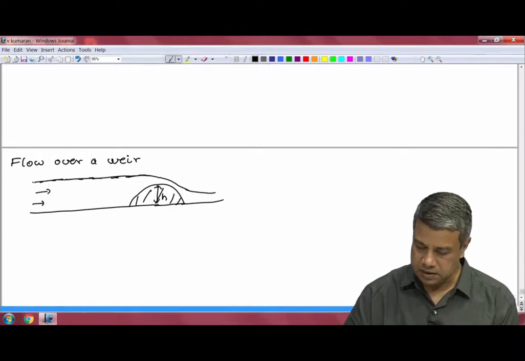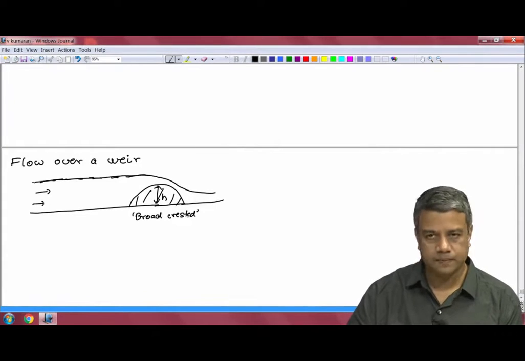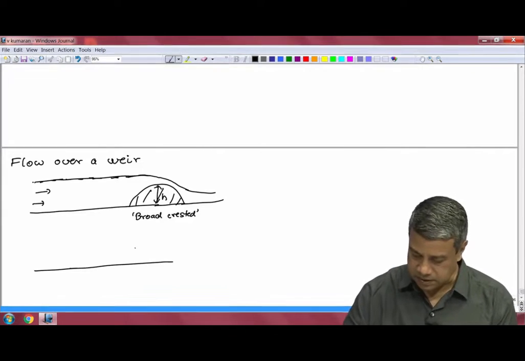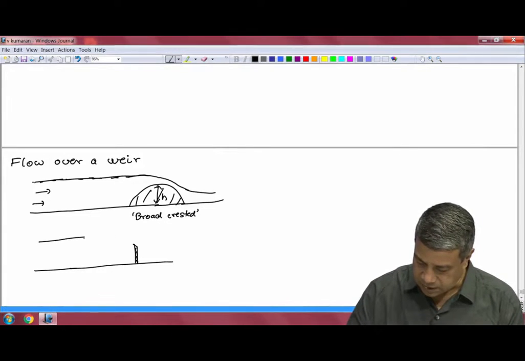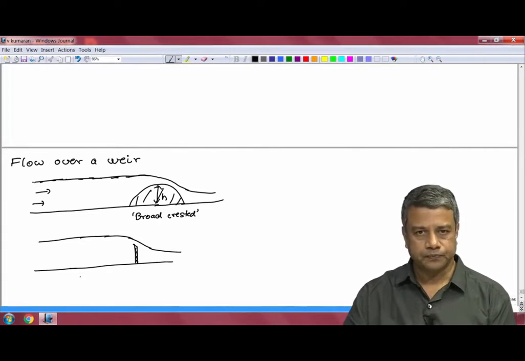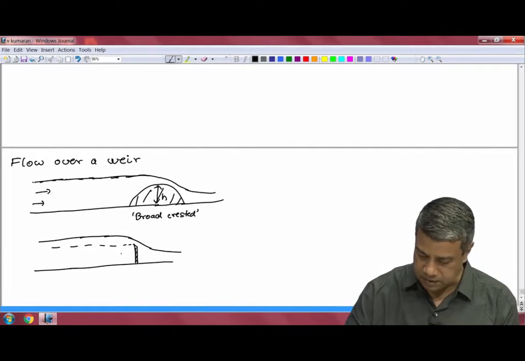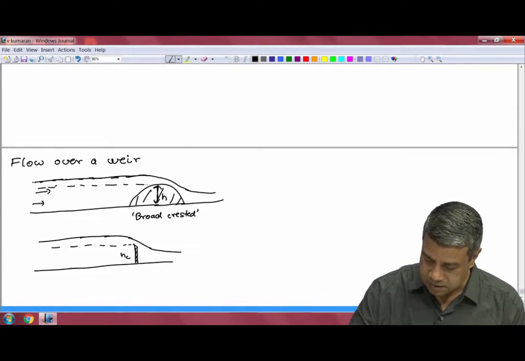This is what is called a broad crested weir. You could also have a sharp crest. For example, you could have something that looks like this, in which case you will have the interface coming down like this, where this is the maximum height, h c, and the maximum height in this case is h c.